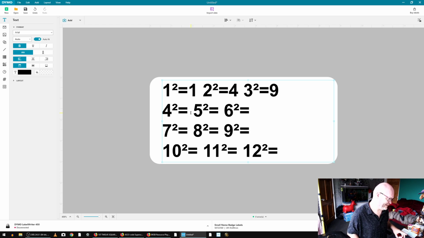So 4 squared, let's see if I can get this right, would be 4 plus 2 lots of 4, which is 4, 8, 12. No, it's not, is it? Is it 4 lots of 4? 4, 8, 12, 16. Yeah, so it's just 2 times 4. That can't be right.